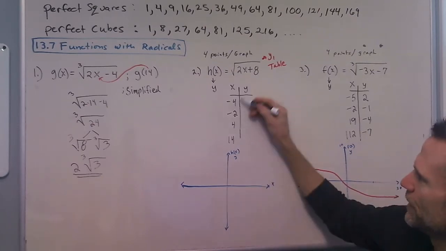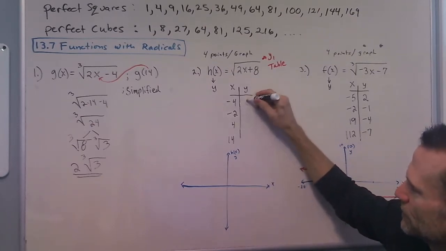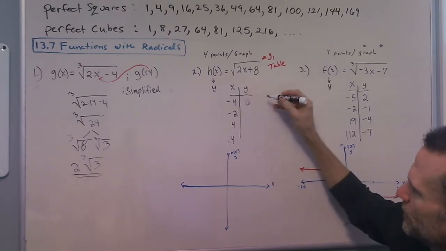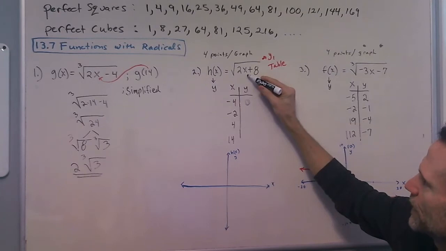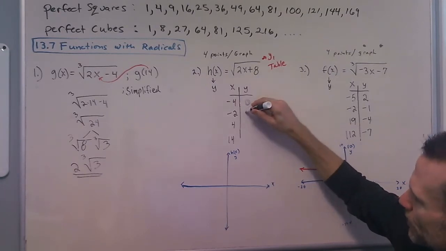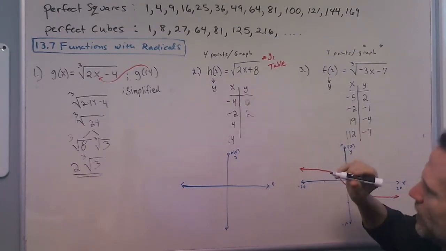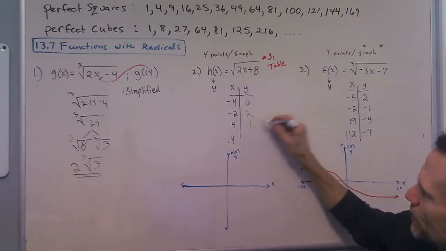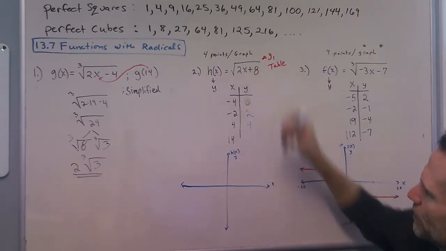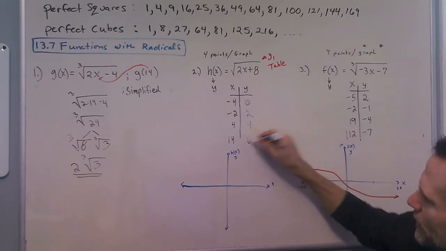But when you input -4 here, you get 0. And then you input -2, you have 2 times -2, which is -4, and then the square root of that. And you can check these out when you put them in here. They're going to produce these points here. And then putting 14 in, you get 6.